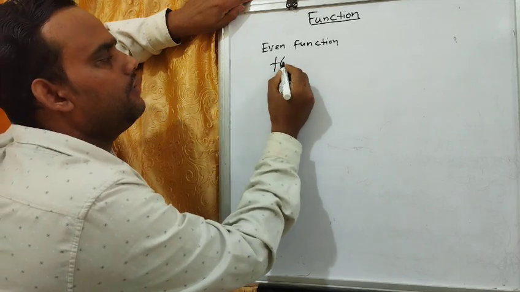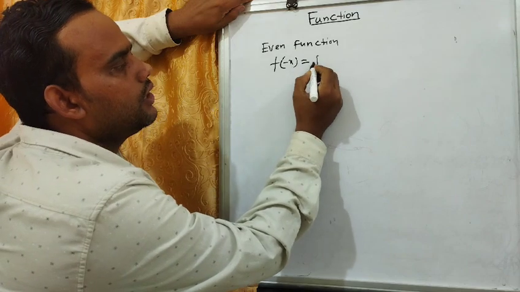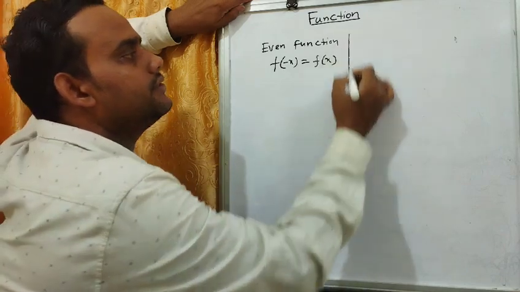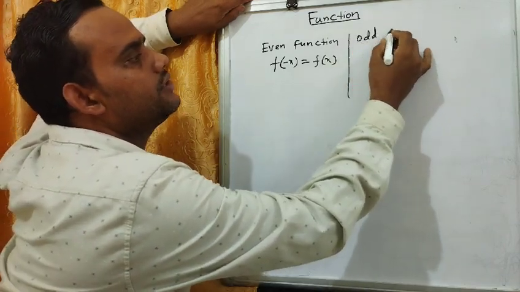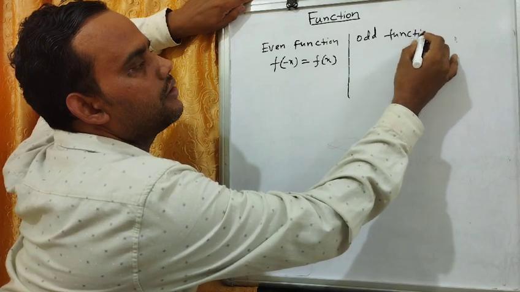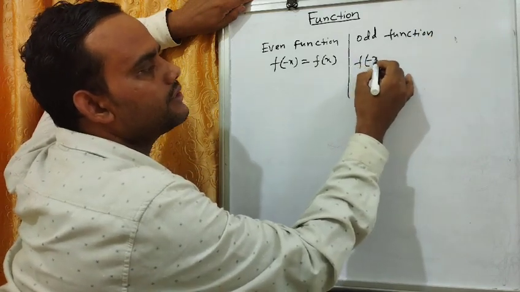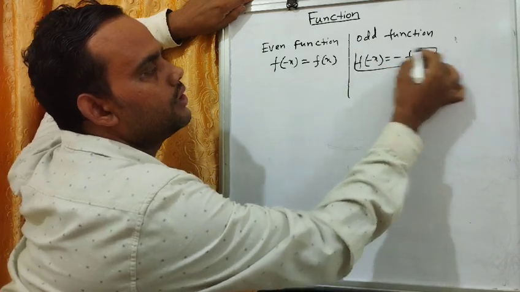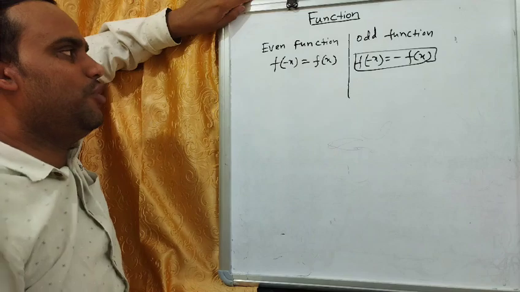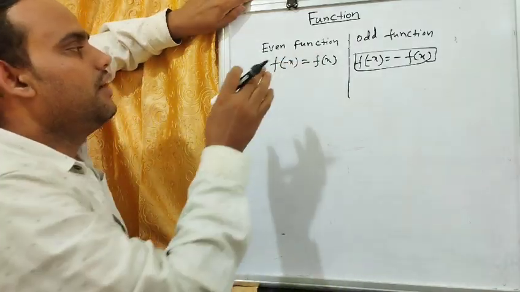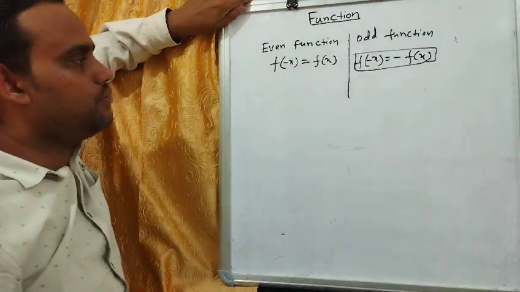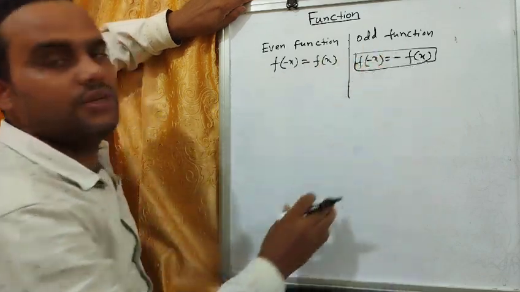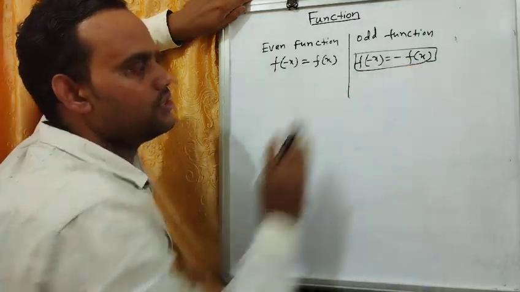If f of minus x equals f of x, then we call this an even function. And odd functions, very simple definitions. If f of minus x equals minus of f of x, that is an odd function. So there are two definitions here. One is the even function, where f of minus x equals f of x, and the odd function means f of minus x equals minus f of x.